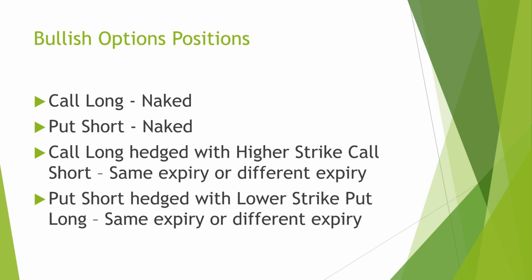Then there is another strategy where we can short the put and it is hedged with lower strike put long of same expiry or different expiry. Here what do we achieve? Downside protection is achieved. When put is shorted naked, then downside is not protected. If there is gap down, then we will lose lot of money. But when lower strike is bought, then we have protection for lower side and maximum losses are limited.